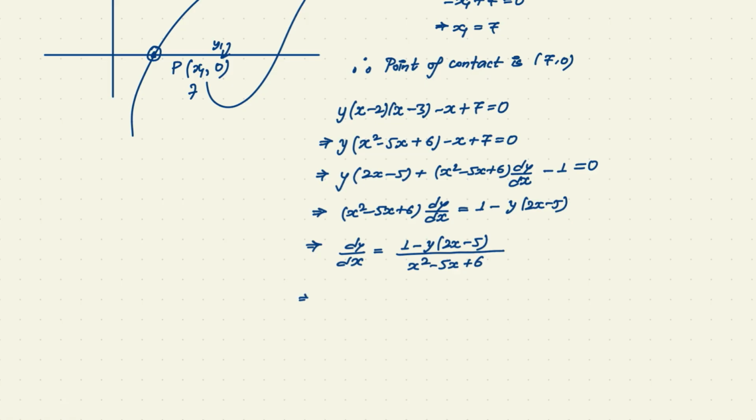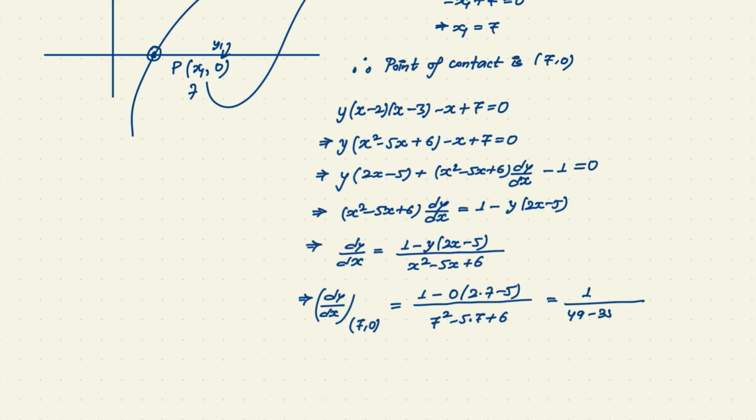So the value of dy over dx at the point of contact, that is (7, 0), will be equal to, let us put the values, it will be (1 minus 0) into (2 into 7 minus 5) whole divided by 7 square minus 5 into 7 plus 6. This equals to 1 divided by 49 minus 35 plus 6, and on simplifying you will get 1 by 20. So 1 by 20 is the slope of the tangent at (7, 0).